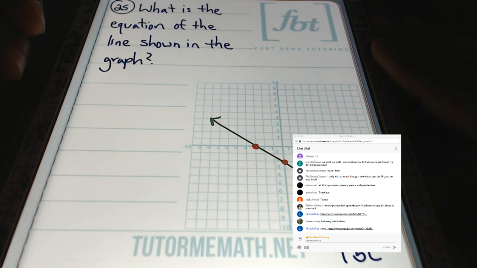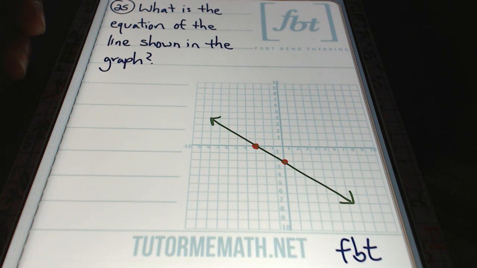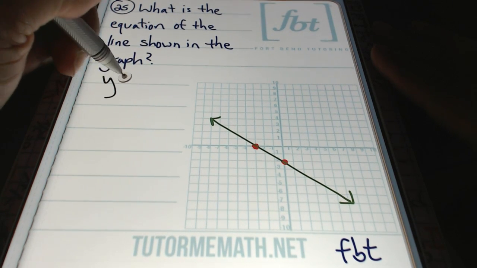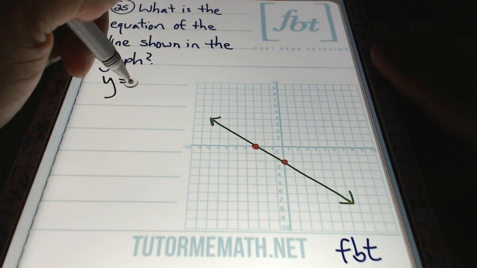In problem number 25, it says, what is the equation of the line shown in the graph? Let's go ahead and get a look at this line. There we have it, in Christmas colors, green and red. Let's start out by putting this, preferably with my choice, in slope-intercept form. I like slope-intercept form. I'm aware of the point-slope form, yes.